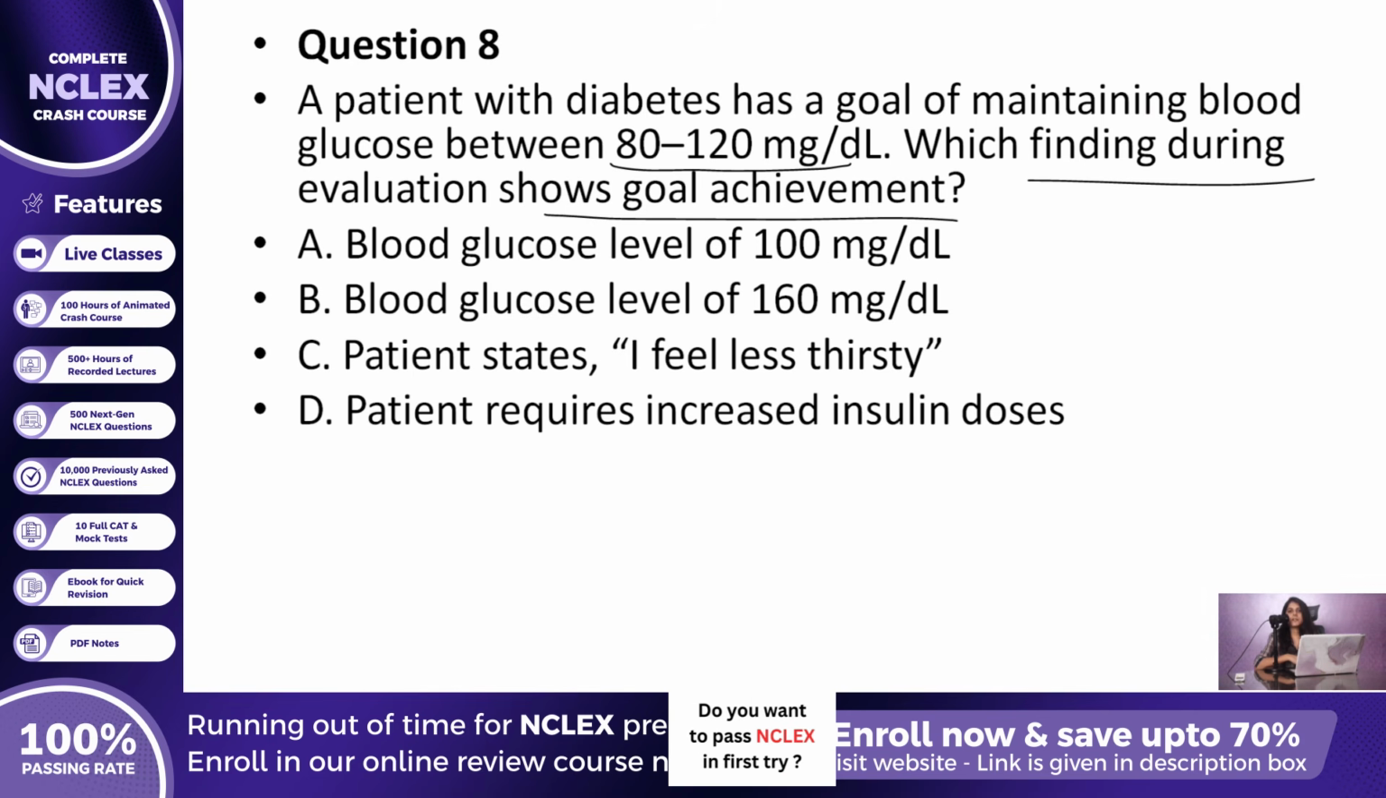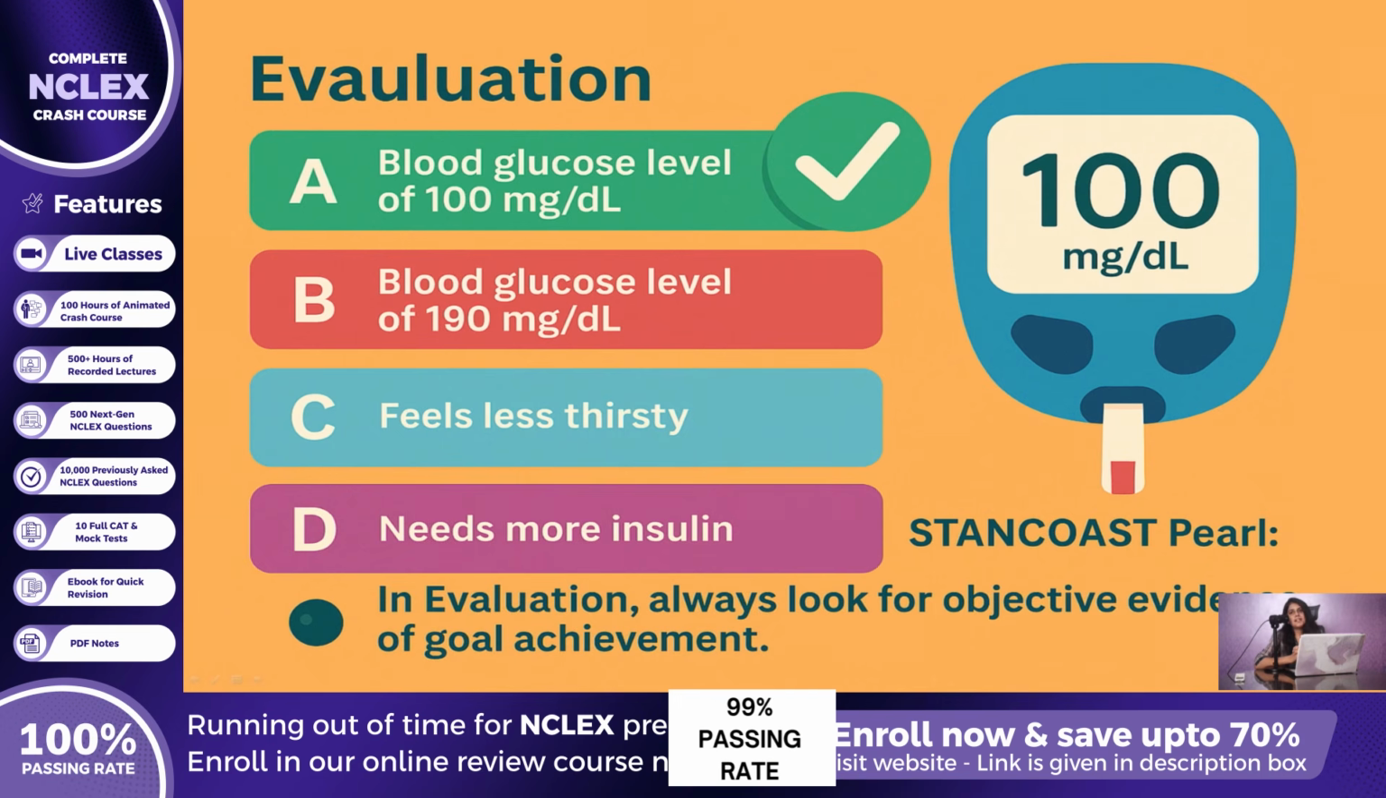The correct answer is option A because it is objective and within the target range. Option B is too high. Option C is subjective and unreliable. And option D suggests poor control. The Stancoast pearl is that evaluation relies on objective evidence.